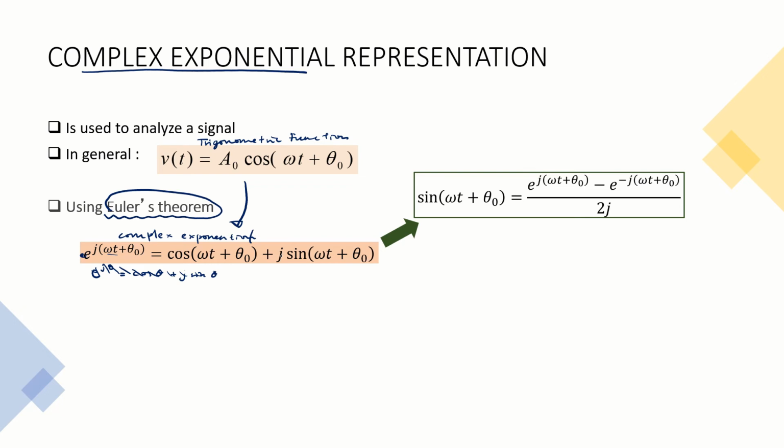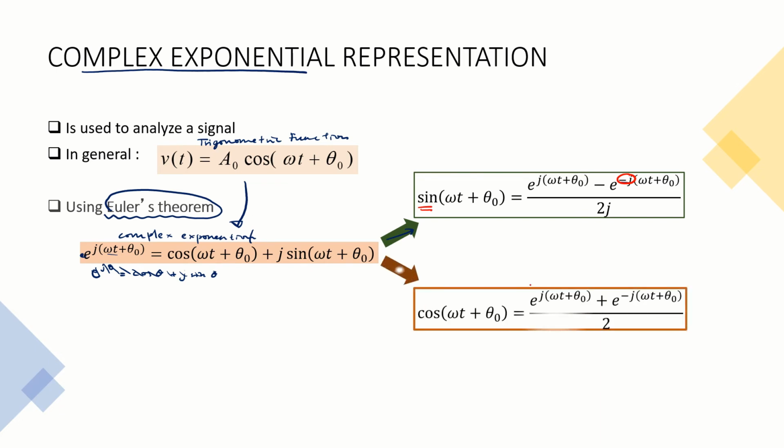Okay, so this equation we can form in a sine form, where sine omega t plus theta naught is equal to e to the j omega t plus theta naught minus e to the, whatever is inside the bracket, inside here. The only difference is you need to have a minus here. So this is in a sine form.